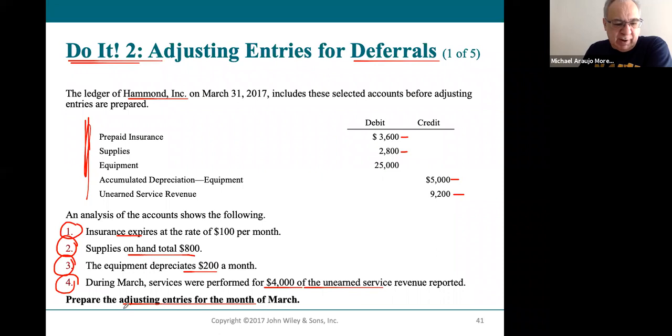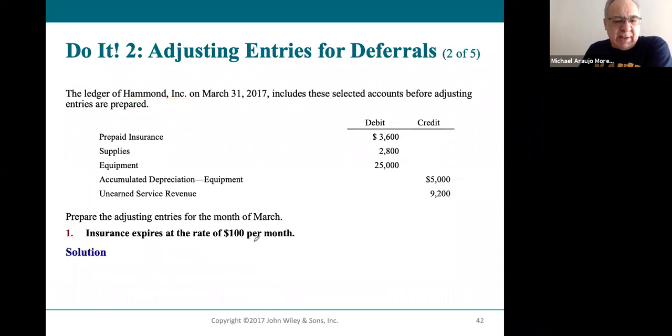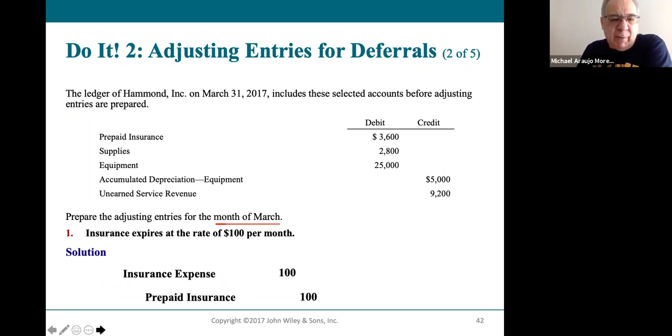So let's prepare the adjusting entries. First one is insurance. They'd actually just give you what it means. So for the month of March, you would debit insurance expense, credit prepaid insurance for March 31st. So you should have a date here. Okay. Again, notice insurance expense, prepaid insurance, these accounts are always the same when we do adjusting entries. They always pair up.